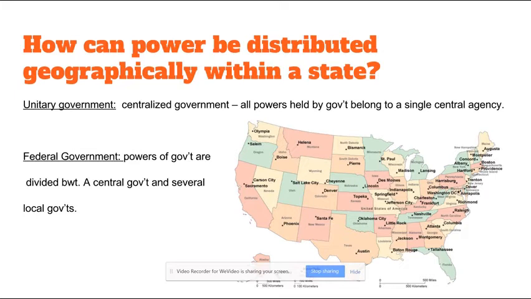So, we have established that in some countries governmental power exists in one central agency. In other countries, power is divided among different sovereign governments, and usually that level of sovereignty depends on the issue.